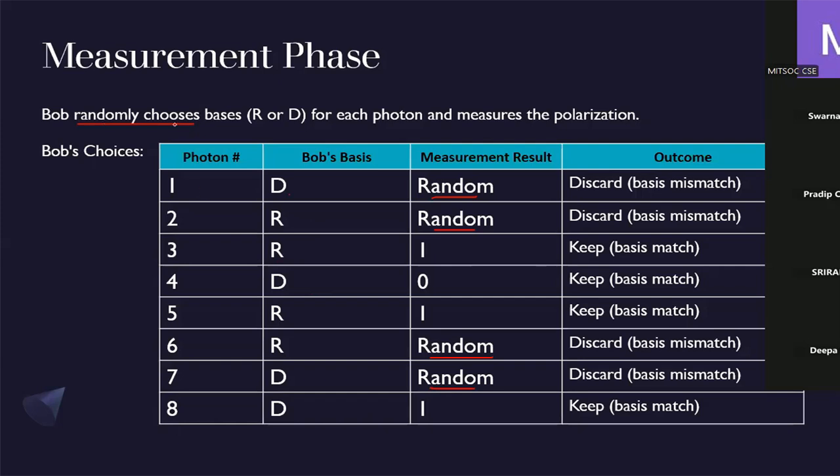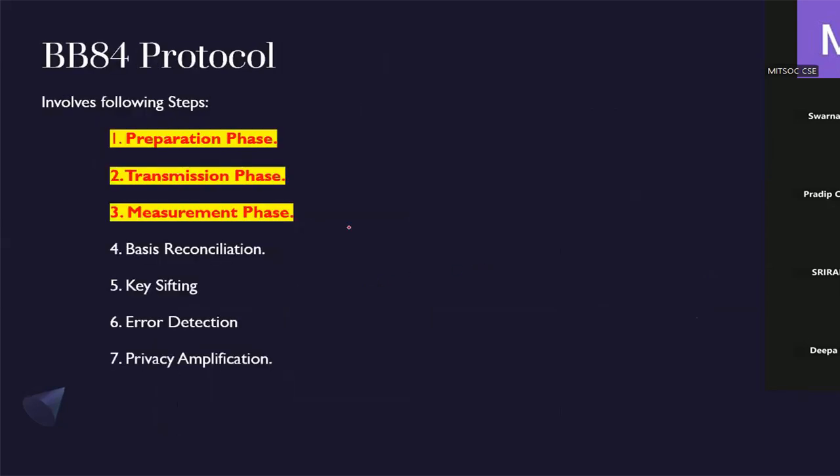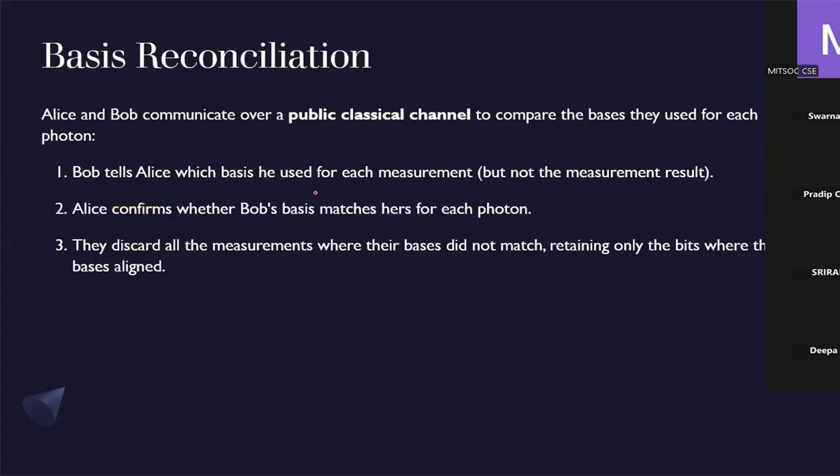So just remember what Bob has to do. He has to choose a random polarization basis and check with each photon and measure the polarization. If it passes through that particular polarization detector, then it will be given as a 1 or 0. Okay.